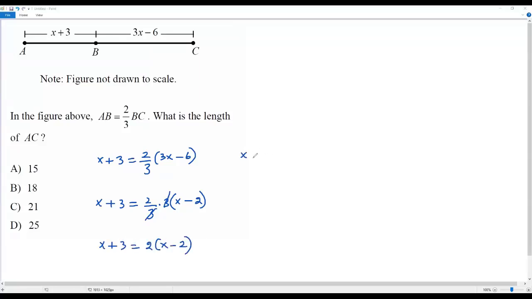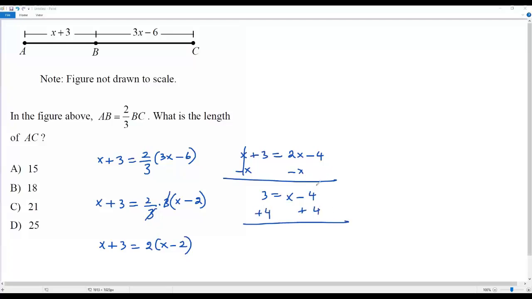Okay, so x + 3 equals, and I can distribute this 2 to x and -2, then I'll be getting 2x - 4. Now I have to solve for x. I subtract x from both sides. When I do so, this positive x and negative x will cancel out. I get 3 equals, when I simplify this, x - 4. Now add 4 to both sides. So this positive 4 and negative 4 will cancel out. 3 + 4 will become 7 on the left side. On the right side, I have x. So now I got the value of x.